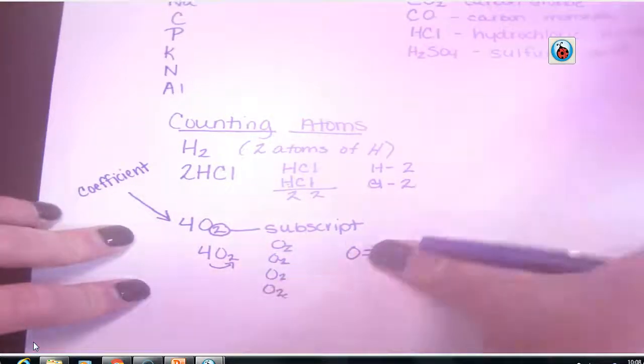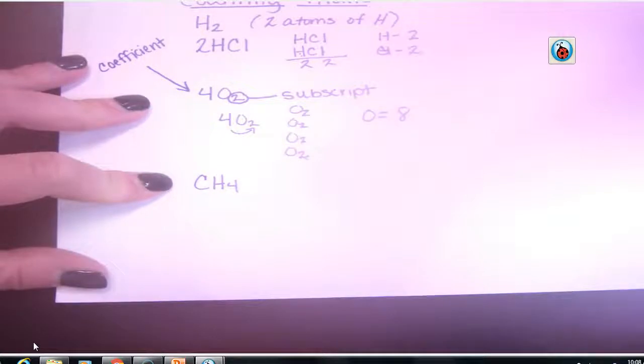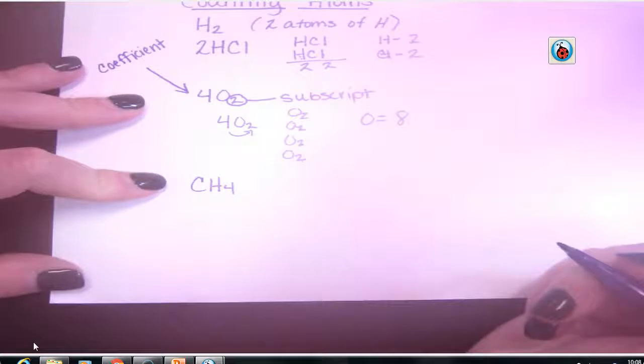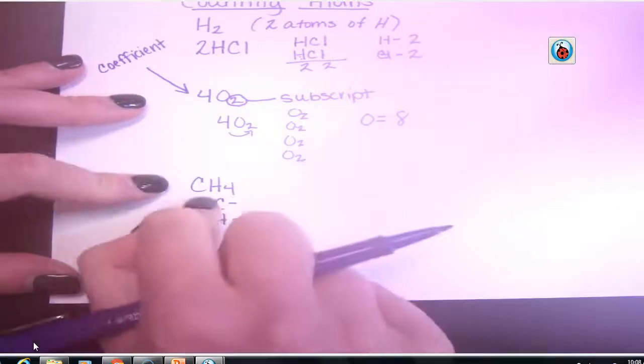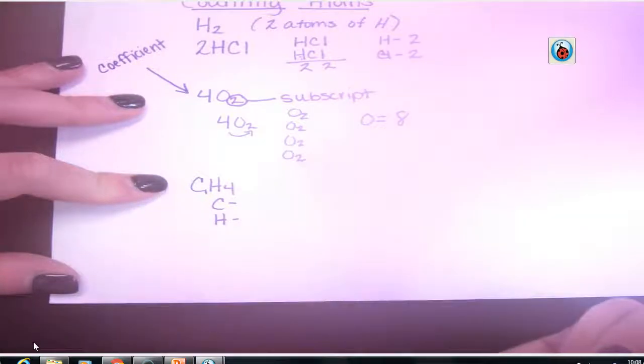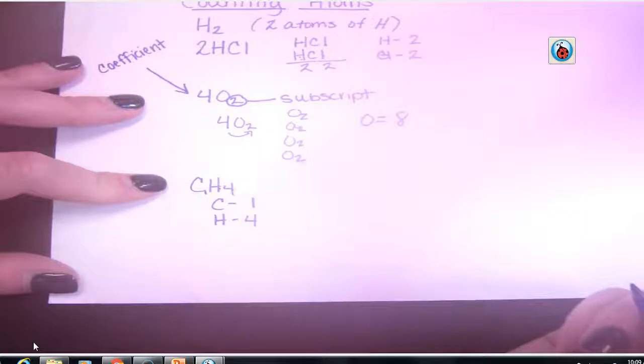What if you have CH4? This is methane. You're not expected to know that, but this is methane. Throughout the course of the year, you should be able to pick up on things like that. Then we have a list. We have carbon and we have hydrogen. How many carbons are there? Well, in this case, you pretend that there's an imaginary 1 right there. So there's 1 carbon. And how many hydrogens are there? The 4 is attached to the H, so that means that there are 4 of those.